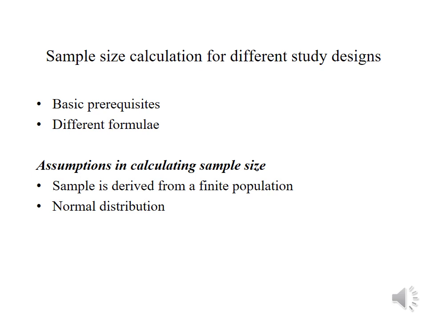What are the different assumptions in calculating sample size? That the sample is derived from a finite population. It is not from any infinite population, because then it would be very impractical to gather any statistics about it. And the sample is from a normal distribution. That is, all the members are normally distributed. The characteristic of interest is normally distributed. It is not skewed either positively or negatively, because skewness will result in wrong information.